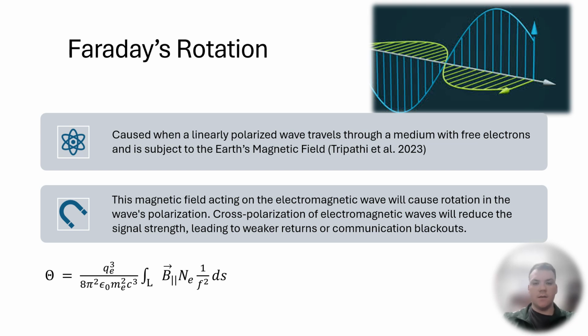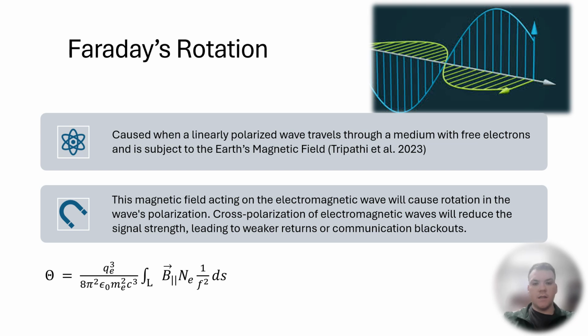If we took an antenna designed for a vertical polarization and it now had to receive a horizontal polarization, this antenna would be unable to fully receive that signal. This will cause weaker returns or full communication blackouts.